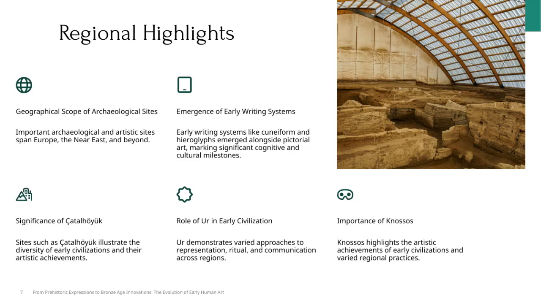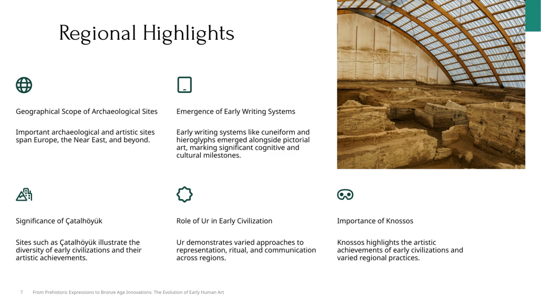When we look at the regional highlights, we see that important archaeological and artistic sites are spread across Europe, the Near East, and even beyond, showing a wide geographical scope. One key development during this time was the emergence of early writing systems like cuneiform and hieroglyphs. These evolved alongside pictorial art and represent major cognitive and cultural milestones, reflecting how humans started to communicate complex ideas.